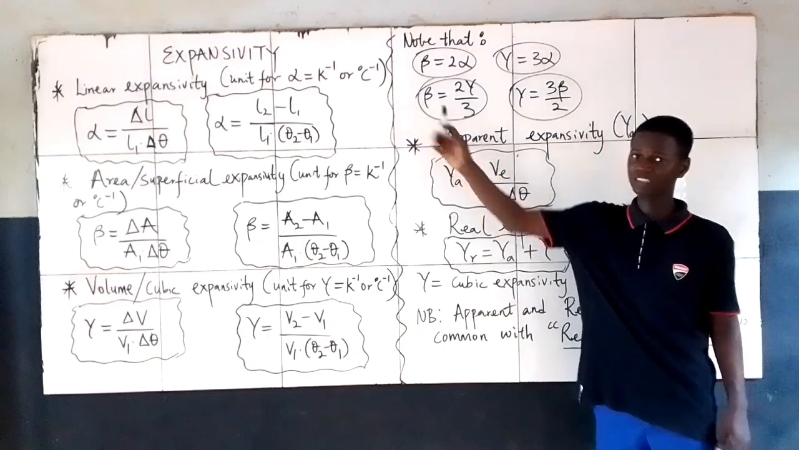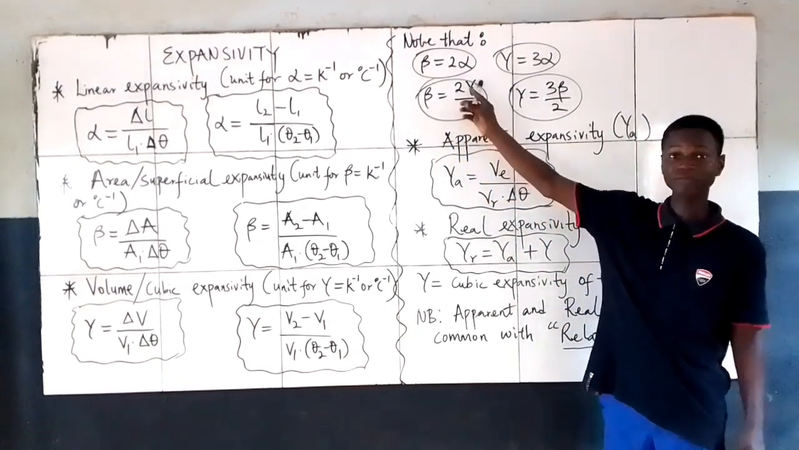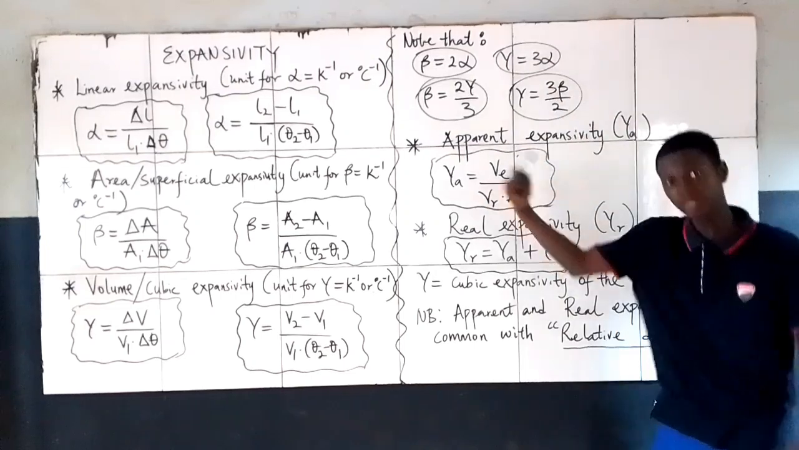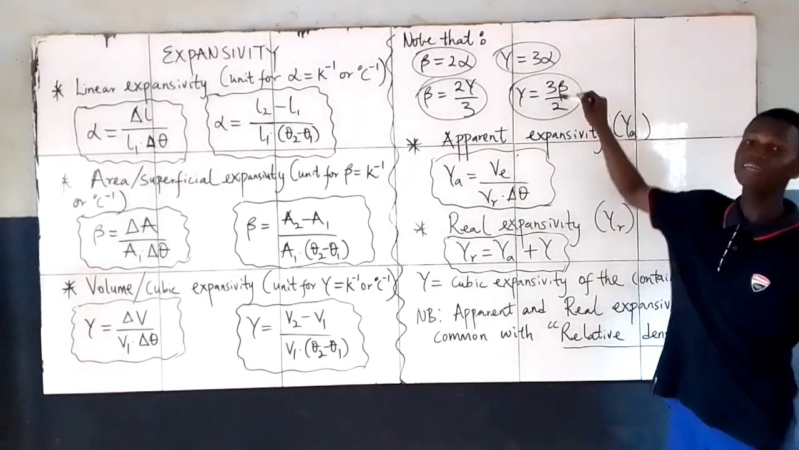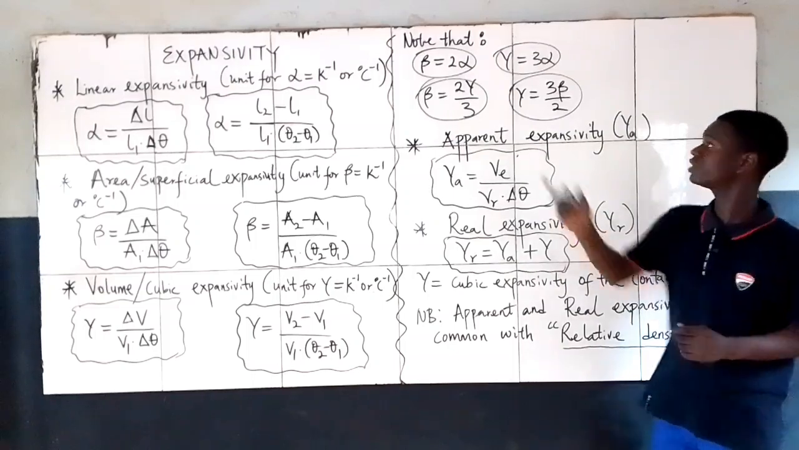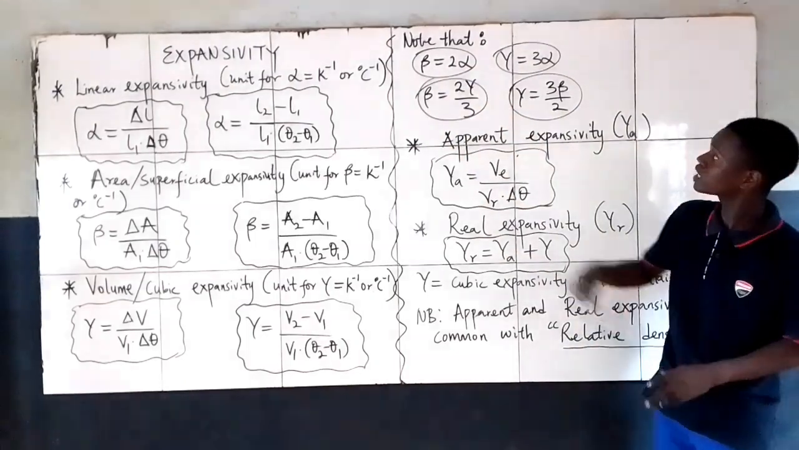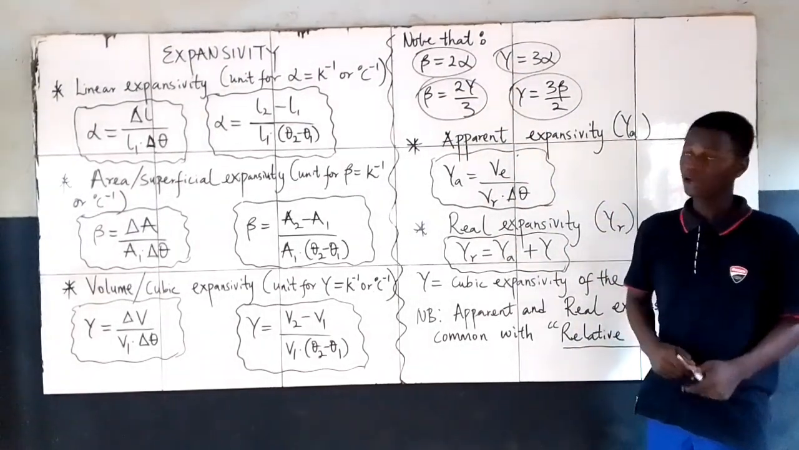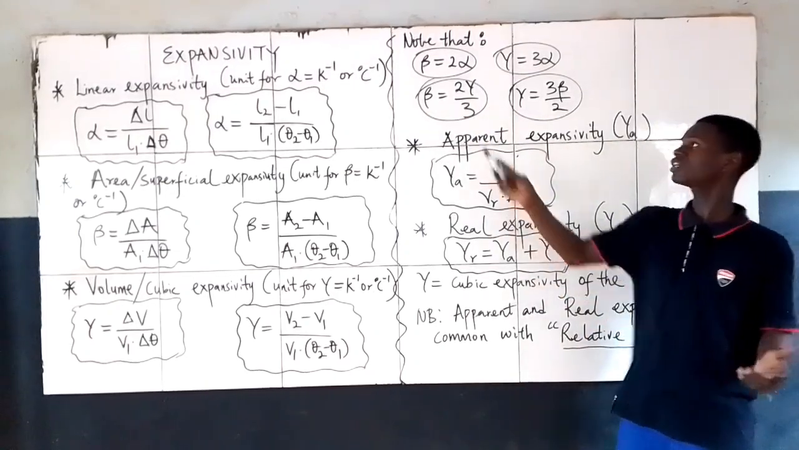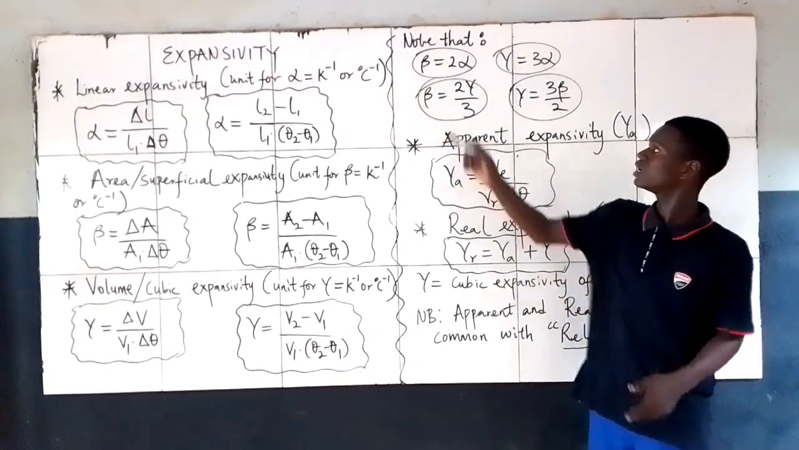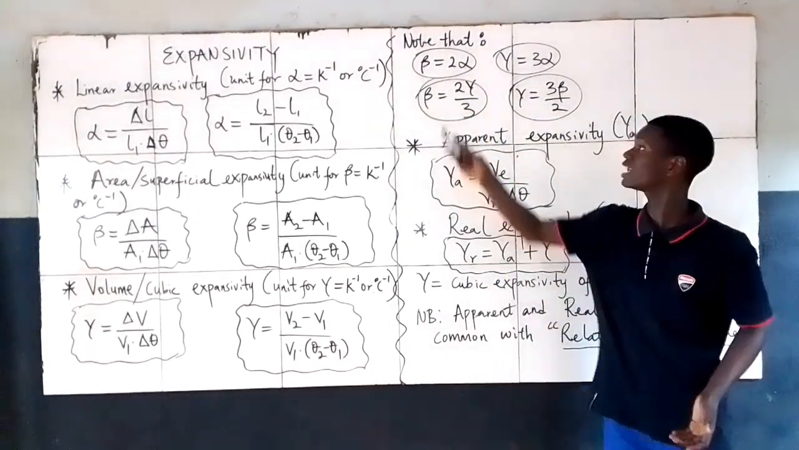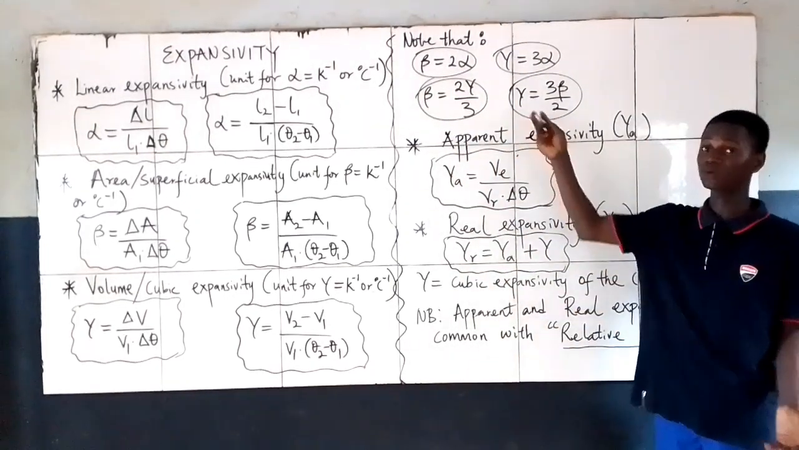The area expansivity is 2 over 3 times the cubic expansivity, while the cubic expansivity is 3 over 2 times the area expansivity. All these are the general rules. Sometimes you won't be given area expansivity directly, and sometimes you won't be given linear expansivity directly. All these formulas will help you find your way around a question. If you are not given area expansivity directly, simply multiply the linear expansivity you are given by 2 and you will get the area expansivity. That's why they are called general rules.